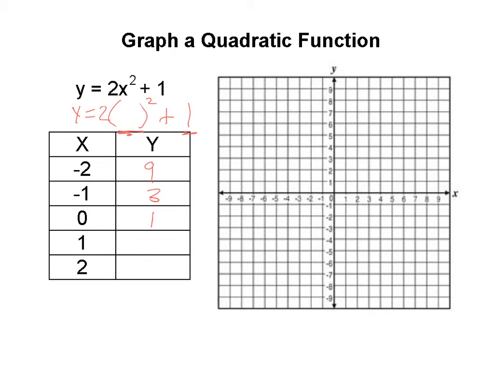Erase what's in the parentheses again. Let's put a new number in there, positive 1. 1 squared is 1 times 2 is 2 plus 1 is 3. Erase that number. This time we're going to substitute in a 2 for x. 2 squared is 4 times 2 is 8 plus 1 is 9. Okay, so now if I graph this, notice negative 2, 9. That's way up our graph here. Negative 1, 3. 0, 1. 1, 3. And 2, 9.